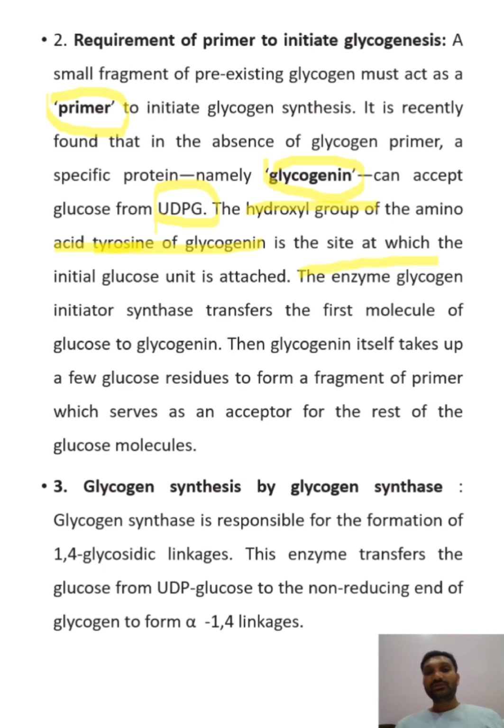Next, the enzyme glycogen initiator synthase transfers the first molecule of glucose to glycogenin, attaching the glucose molecule to the hydroxyl group of the tyrosine amino acid. After that, glycogenin itself takes up a few glucose residues to form a fragment of primer, which serves as an acceptor for the rest of the glucose molecules.